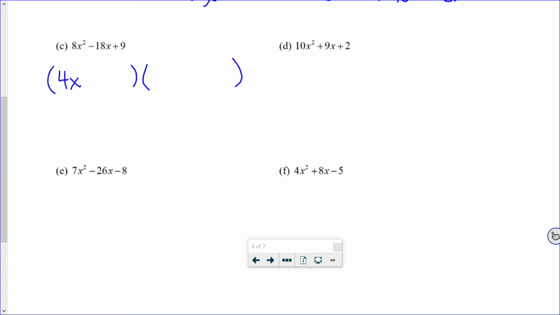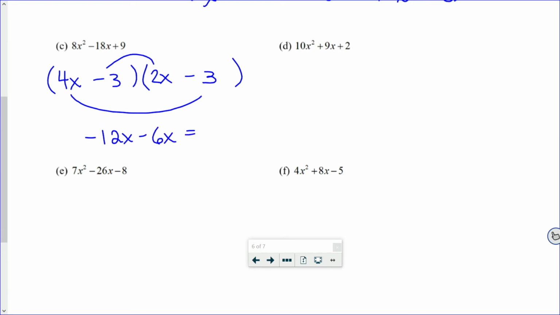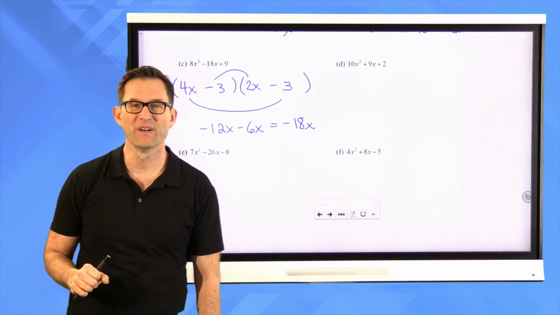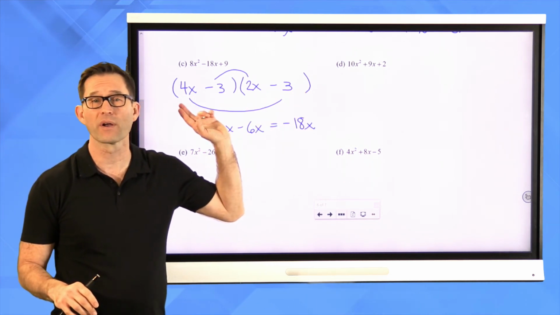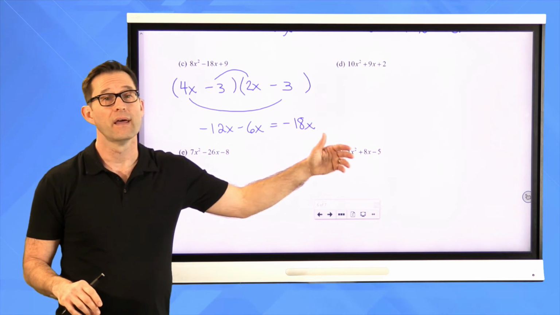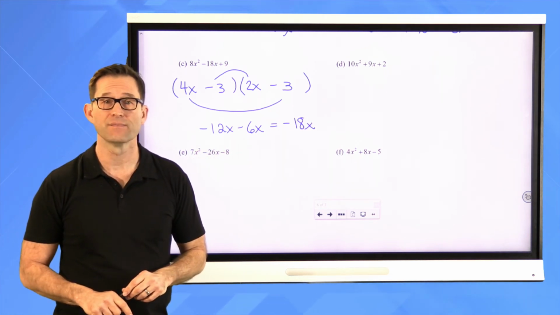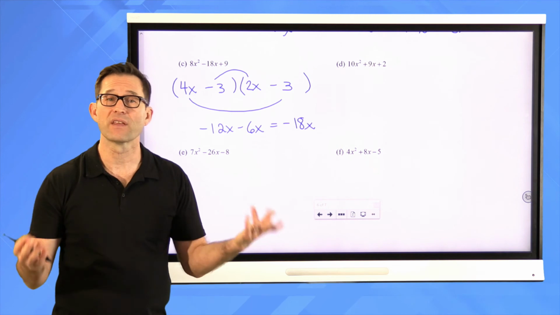Let me go with a 4x and a 2x, and maybe stick with the negative 3 and the negative 3. All right, let's see what we have here. Here I'll have 4x times negative 3, which is negative 12x. Here I'll have negative 3 times positive 2, which is negative 6x. Negative 12 and negative 6 combine to be negative 18, and I got it, right? Now again, I could have tried 4x minus 1, 4x minus 1, 2x minus 9, and if I had checked that, it would be wrong in that case, and then I'd have to guess again.